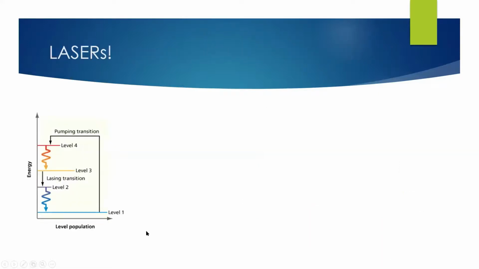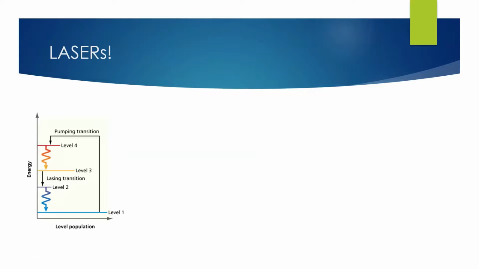What we need is to set up a lasing scheme as follows here. We need to take the ground state, which has the most of our atoms, and we need to have actually a couple transitions, only one of which is the lasing transition.